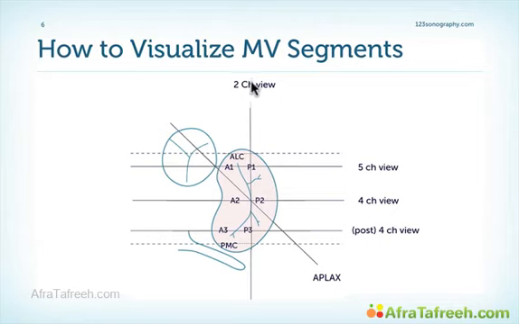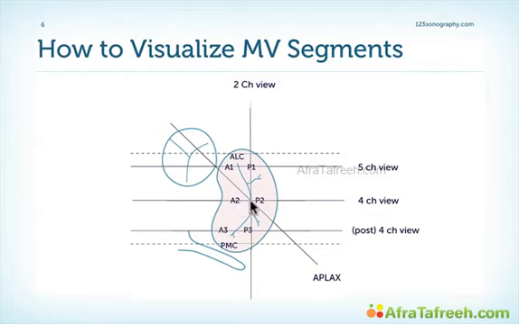The two-chamber view is more or less perpendicular to the four-chamber view. So in this view, you cannot really say which valve you are hitting. If you have the transducer tilted more towards the posterior aspects, you have the posterior leaflet. If you tilt them more to the anterior aspects, you have the anterior leaflet.